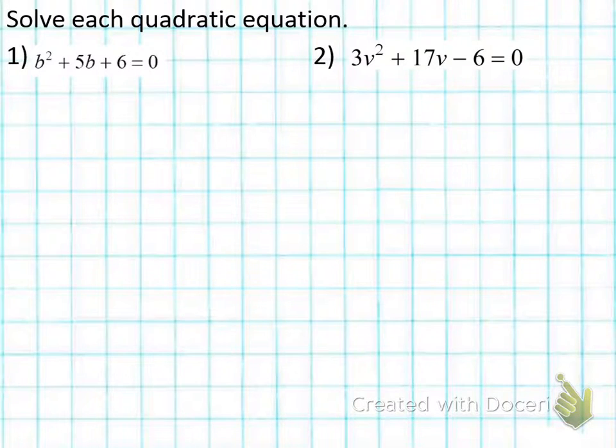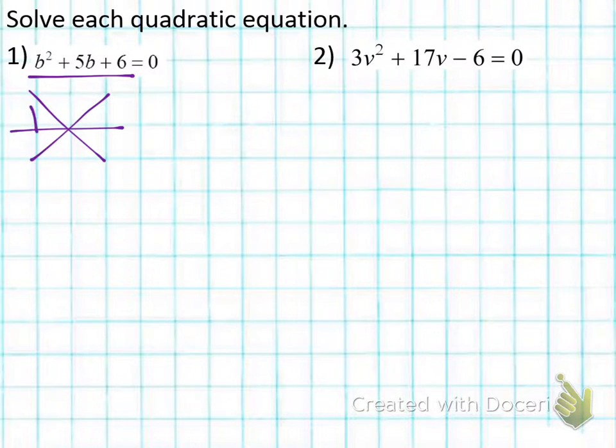First thing I'm doing for number 1 is making sure that I have an equation that's equal to 0. That's the first thing. So I'm good to move on to the next step, which is to factor my quadratic. I'm looking here, do I have a GCF? No, so I'm going to go ahead and use Xbox.